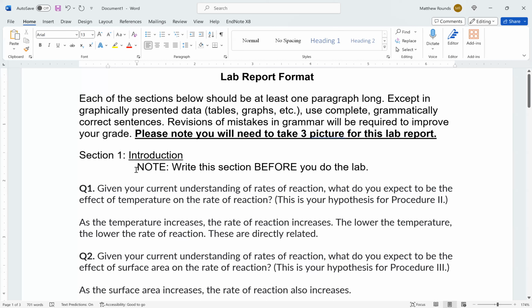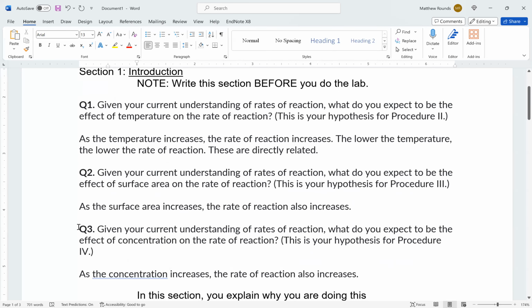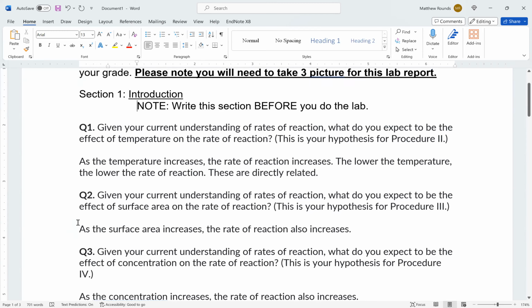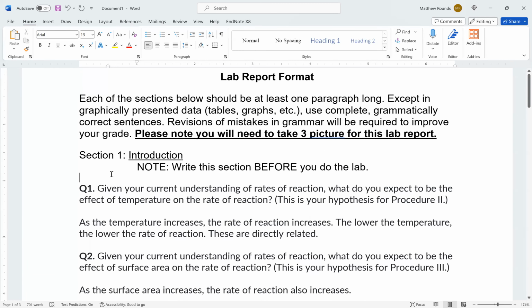So if you're asking me, I think you have to talk a little bit about rates of reactions, then give your hypothesis and talk about why this is important. So let's start with, and what I'll try to do is write questions that you can answer. I think that will be the best way for us to go.